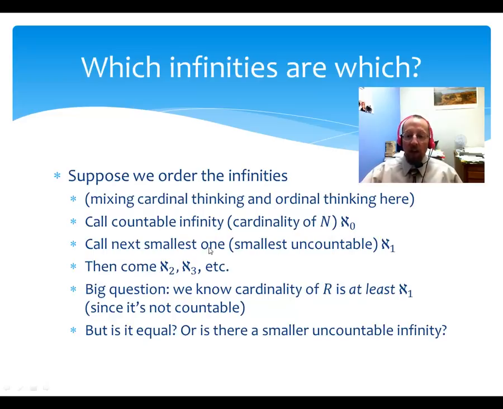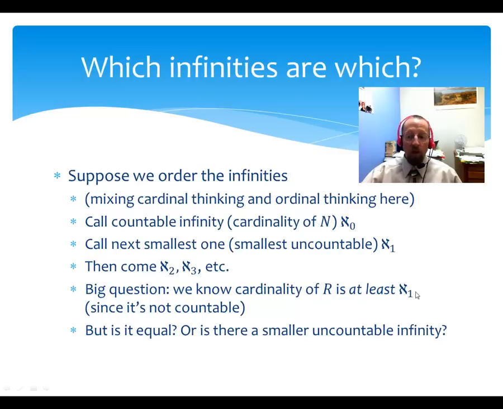Let's call the next smallest kind of infinity Aleph 1. Whatever that is, it's going to be uncountable, but it's going to be the one that's just the next thing that's bigger. Okay, then Aleph 2, Aleph 3, etc. So you might think, oh, Aleph 1, you mean the cardinality of the real numbers, right? Because that was the first thing we created that was bigger, and then just recently we created a bunch of stuff that was bigger still. But the big question is: the cardinality of R, the size of the real numbers, is that just the next thing beyond the integers, beyond Aleph naught?